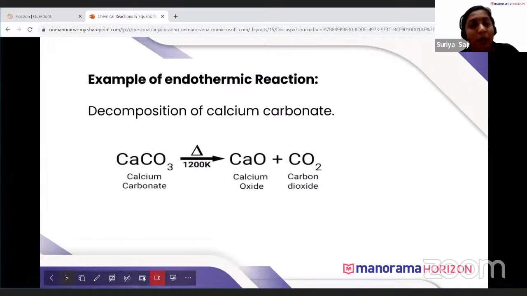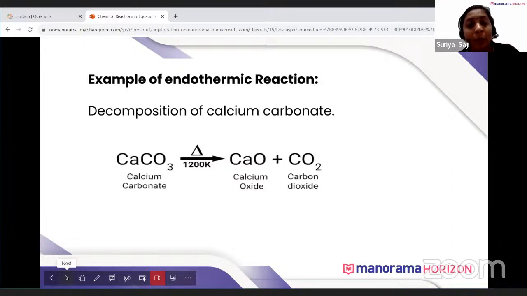Endothermic reactions mean heat is absorbed. We said that for the decomposition of calcium carbonate, we require a lot of heat. So that kind of reaction, in which heat is absorbed, is the endothermic reaction. Or else you can think of one thing: calcium carbonate is basically marble. If you want to change calcium carbonate to calcium oxide and carbon dioxide, simply it will not occur, right? We need much effort to do this conversion.